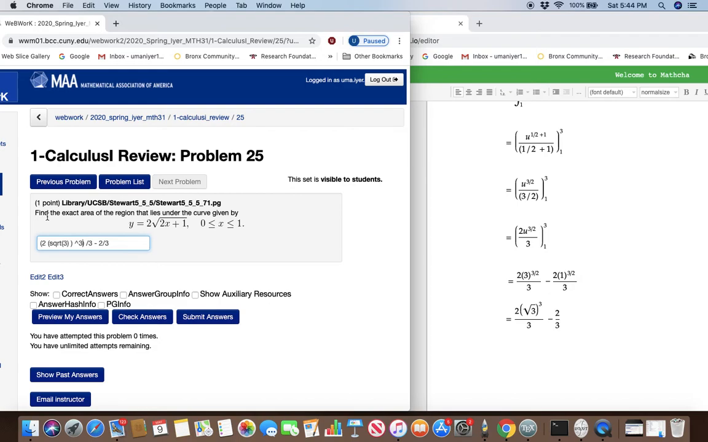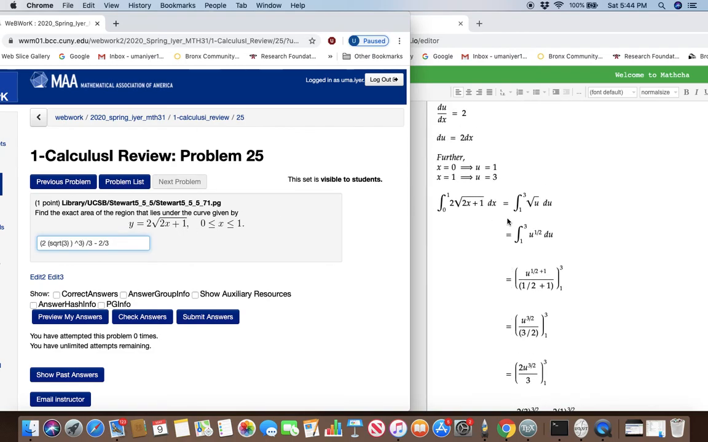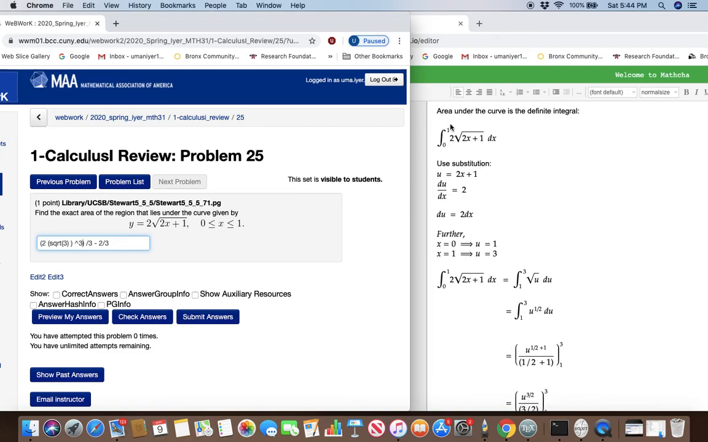Mind you, the question said find the exact area of the region that lies under this curve. The exact area of the region is exactly integration. 0 to 1 are the limits given to you, and the function is what goes inside as the integrand. So the exact area, they are not asking for approximate area, is this integration.